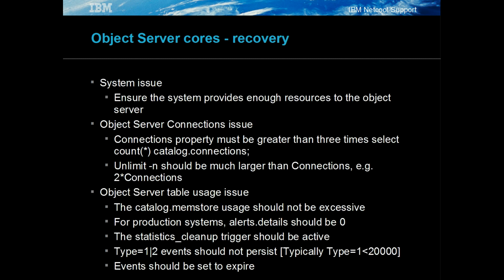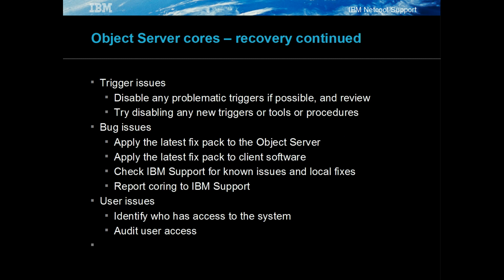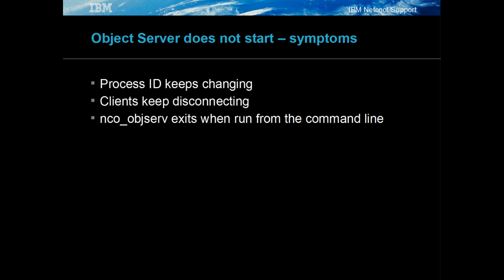To recover from a crash in the object server, check the allowed number of connections, the available free memory and row counts of object server tables. Disable any suspect triggers, procedures or tools. Check to see if the crashes happen regularly or during specific user processes. Install the latest fix pack to the object server, or you can report the issue to IBM if the latest fix pack is installed.